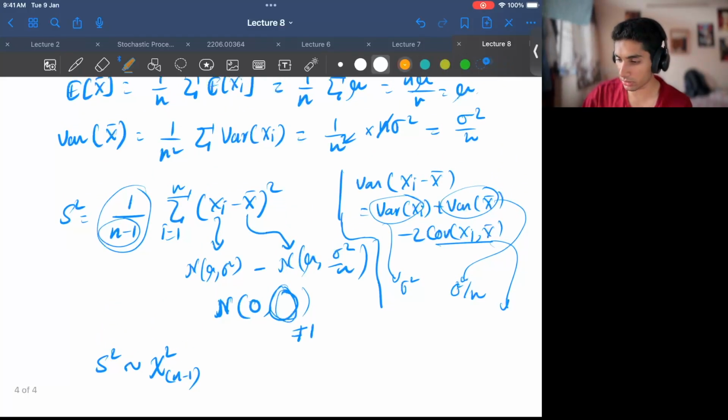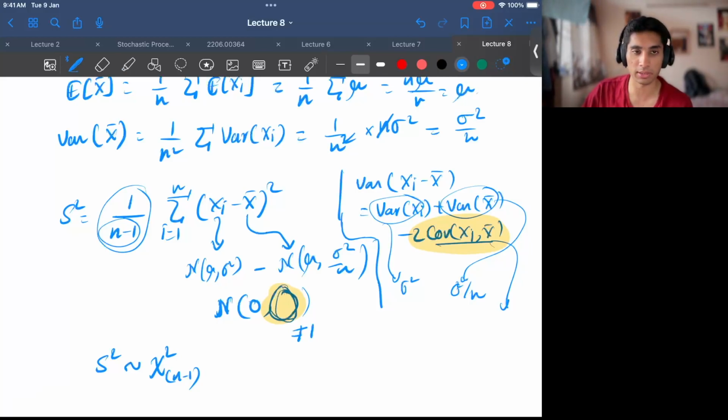I'm leaving this as some sort of exercise. You can try it out. It's a good exercise to do. I have given you some hint, and you can make use of that.